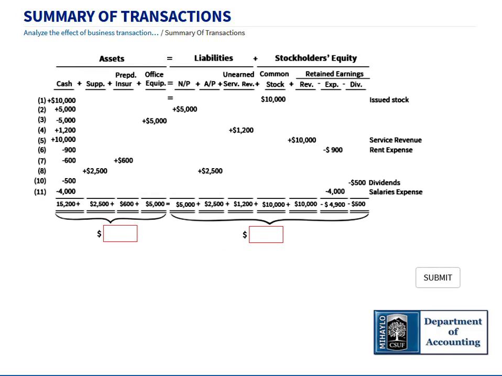Here is a summary of the transactions for Sierra Corporation during its first month of operations. This illustration demonstrates 3 important points. 1. Each transaction is analyzed in terms of its effect on assets, liabilities, and stockholders' equity. 2. The two sides of the equation must always be equal. 3. The cause of each change in stockholders' equity must be identified.